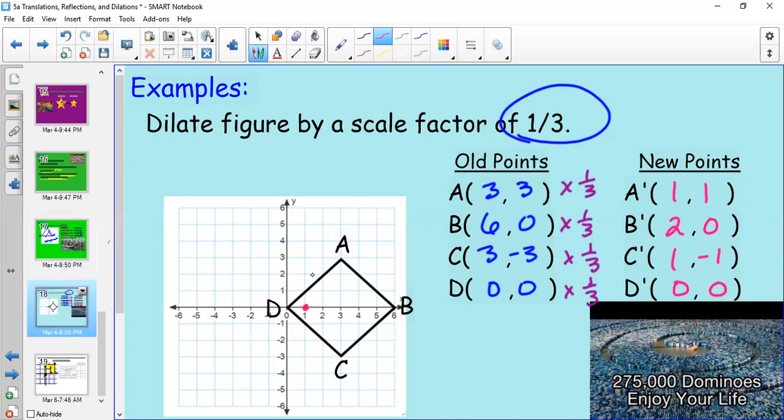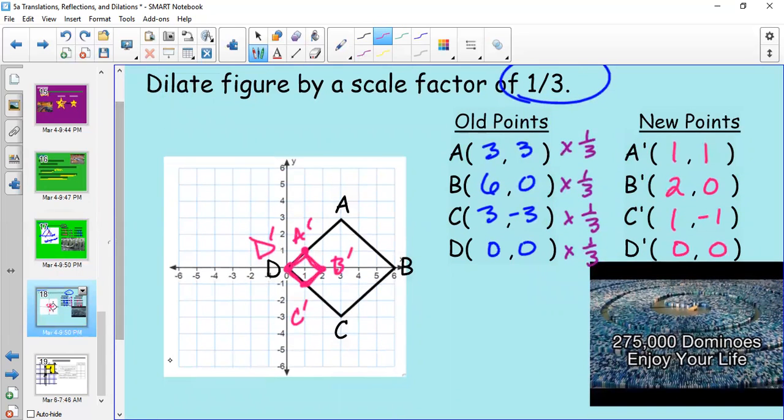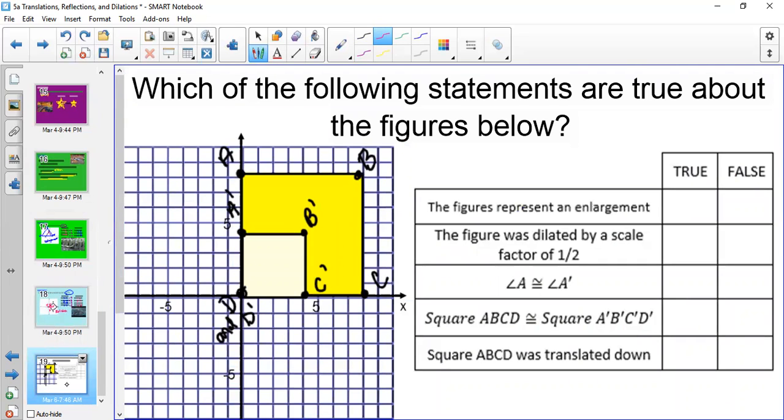So if I plot these points, I'm going to go right 1, up 1 for A prime, right 2 for B prime, C prime is right 1, down 1, and D prime stays where it's at. So we would have a smaller diamond here, or smaller square. When it gets smaller, it's not called an enlargement, it's called a reduction. All right, I'm going to have you guys pause here and try this last problem on your own. So you are already given the transformation, you just have to answer some questions in the true false table.